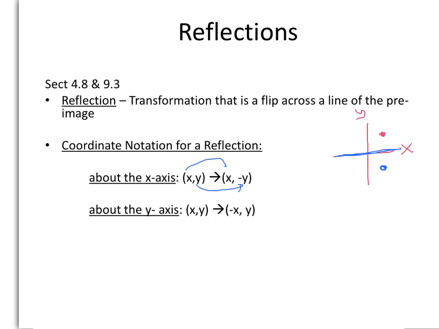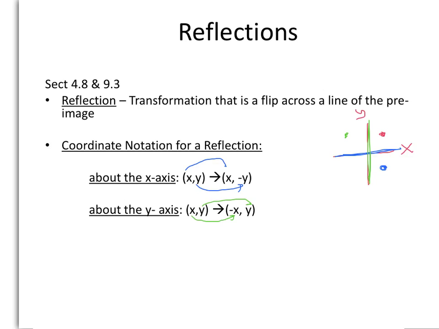About the y-axis, it says here's my red point, and I'm going to go across the y-axis right here, so the point's going to move here. So this time the x value is going to change from a positive to a negative, and the y value is going to stay the same. So the x changed, but the y stayed the same this time.